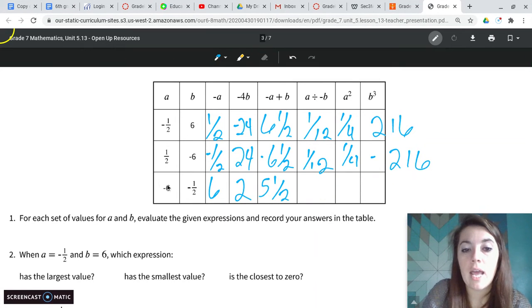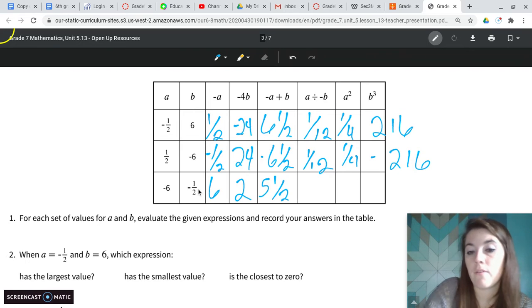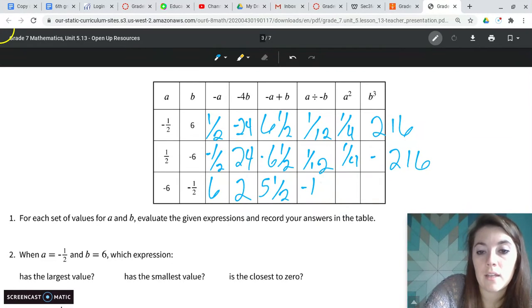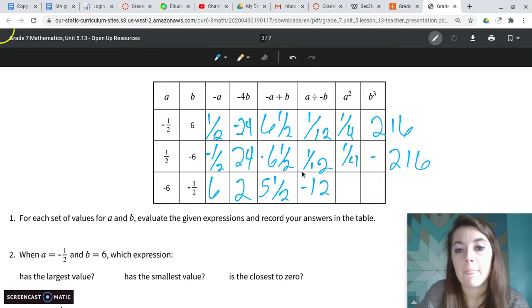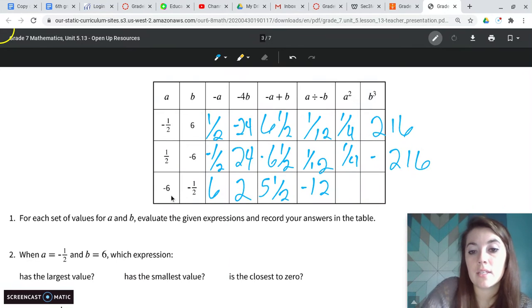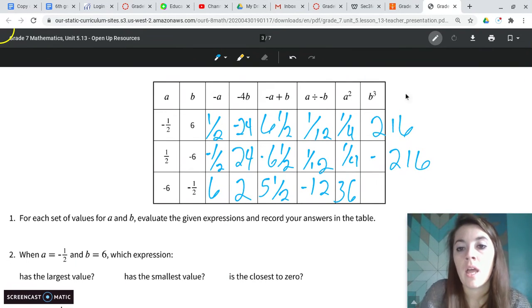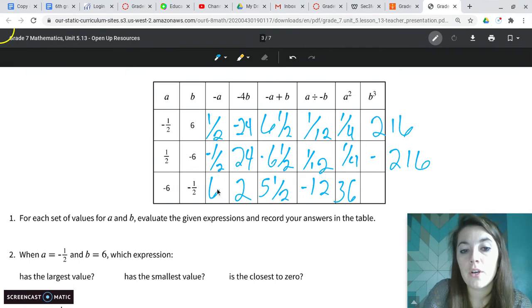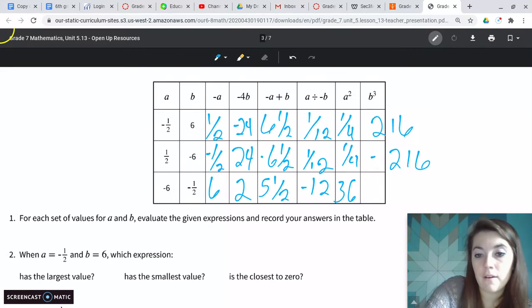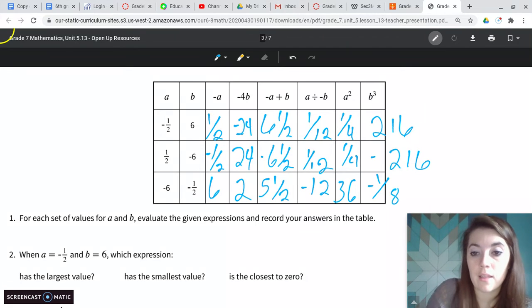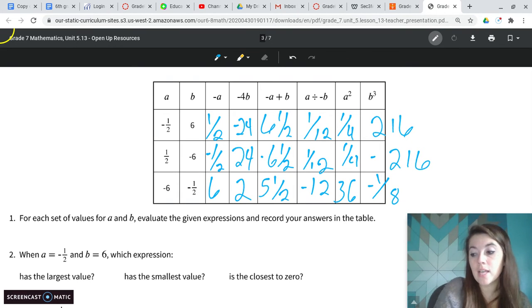Here we're doing negative 6 divided by a positive half, which is going to give us a negative 12. A squared, so negative 6 squared is 36. And b to the third, so we have a half times a half, which we knew was a quarter. Then we're going to take a quarter times a half, which is going to give us a negative 1/8. So there is our table.